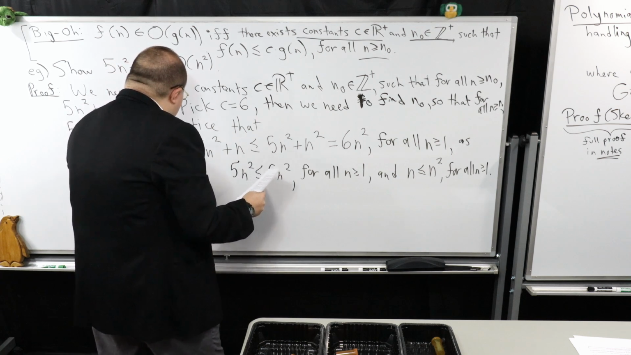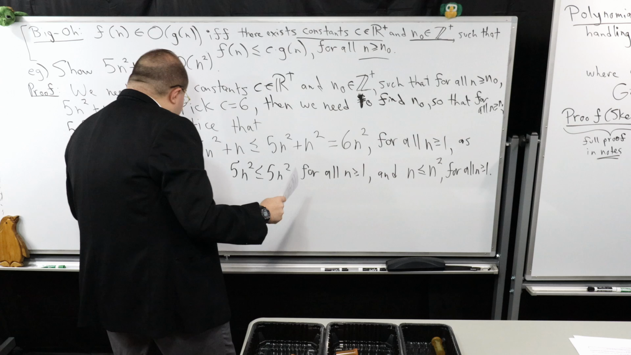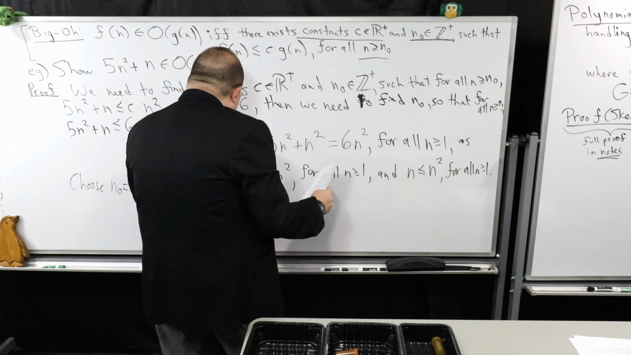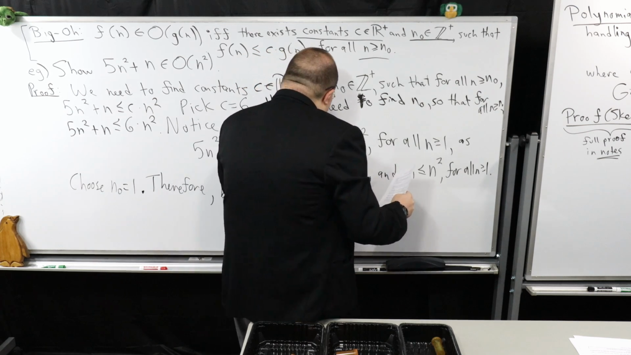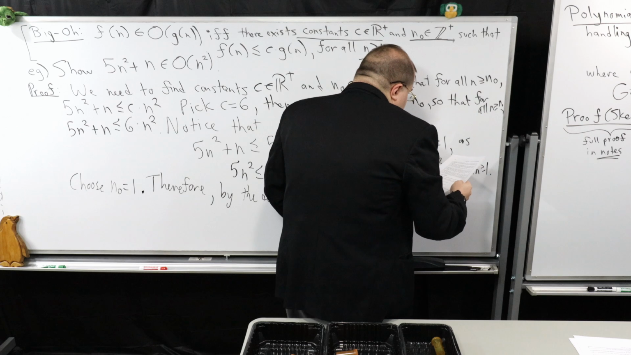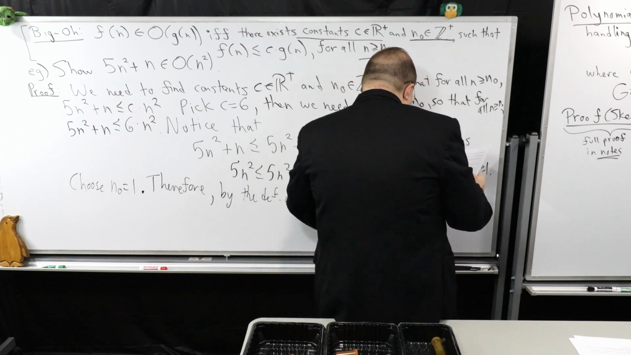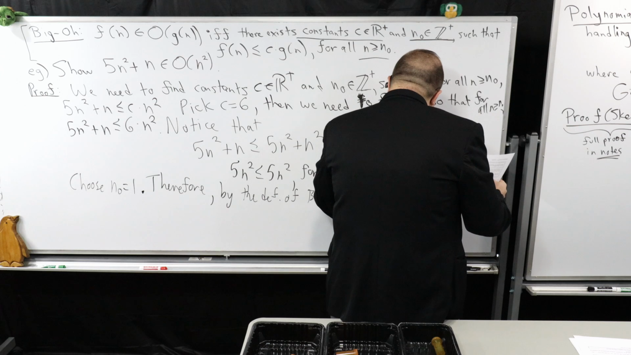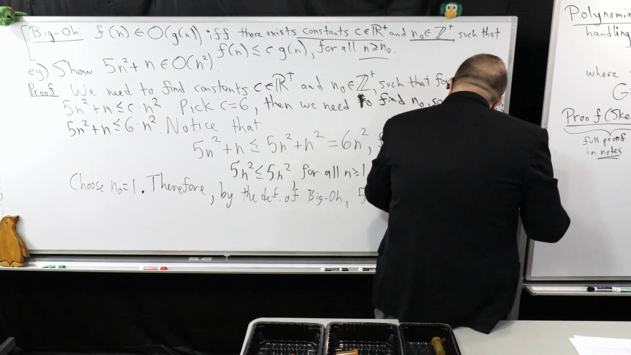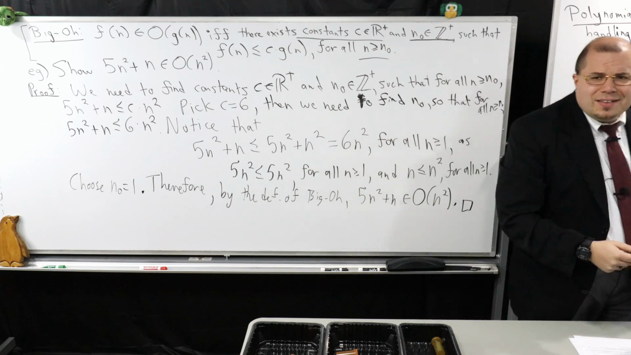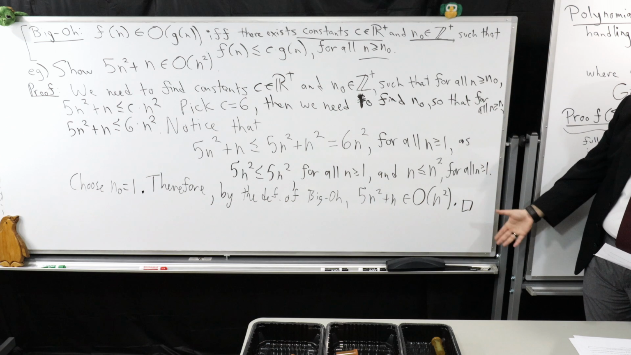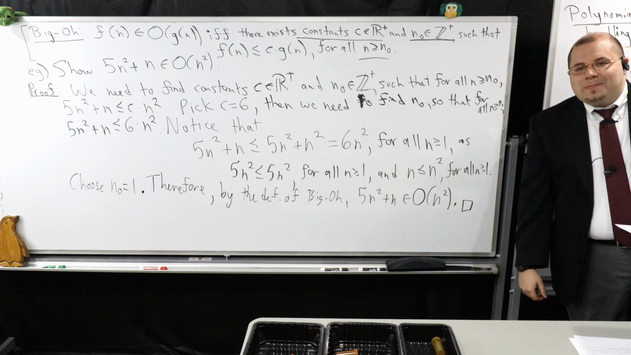Therefore, now I have my c and n0, and I've justified both of them. So I can say, therefore, by the definition of big O, 5n squared plus n is big O of n squared, and we're done. Boom. Isn't that nice? It's not too bad at all.